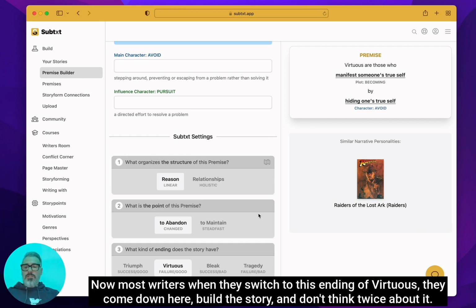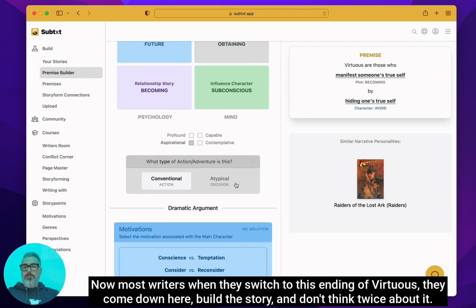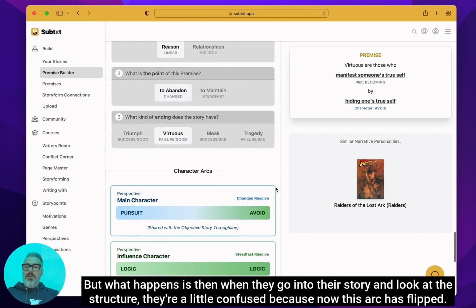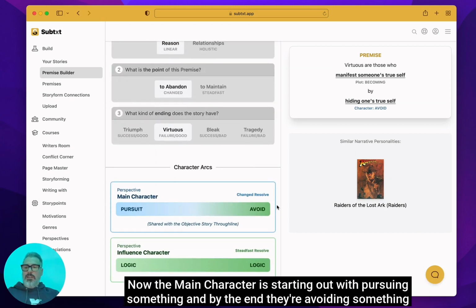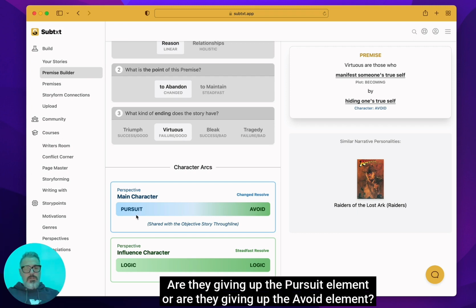Now, most writers, when they switch to this ending of virtuous, they come down here, build the story, and don't think twice about it. But then when they go into their story and look at the structure, they're a little confused because now this arc has flipped. Now the main character is starting out pursuing something, and by the end, they're avoiding something. And now it becomes very difficult to understand. Are they giving up the pursuit element, or are they giving up the avoid element?